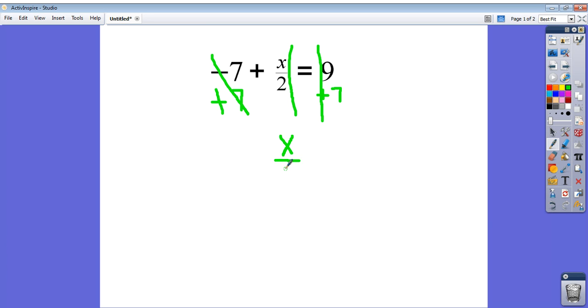This isn't hard math, this is just organization. I need to bring down my equal sign and not lose it. That's a mistake I see a lot of you guys making. And then I just add these up. 9 plus 7 is 16.